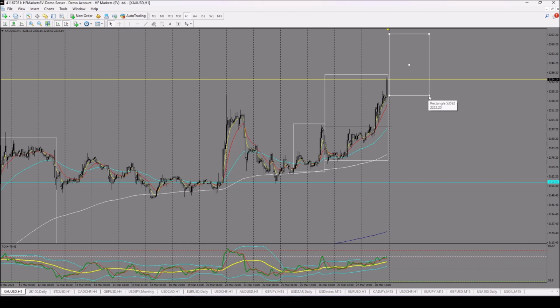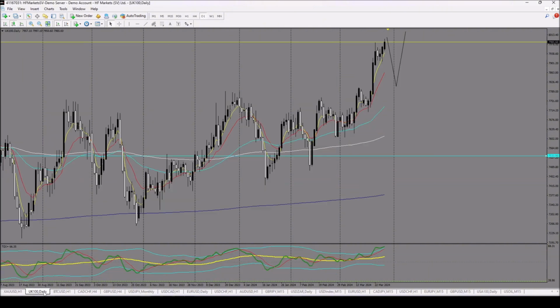Let's now have several examples so that you fully comprehend where we are coming from. I am going to pick a difficult index, which is UK 100, and try to mark these levels.